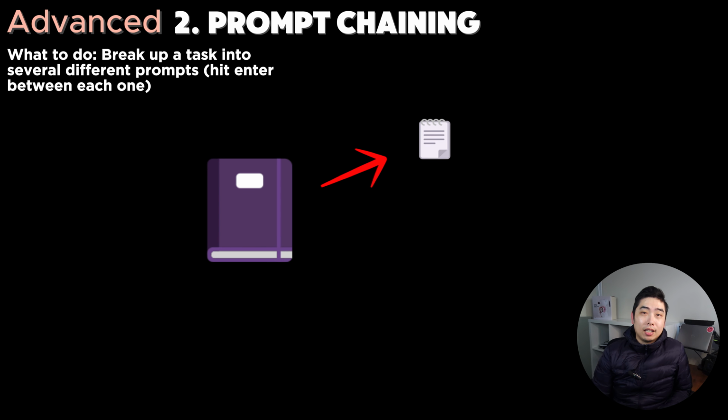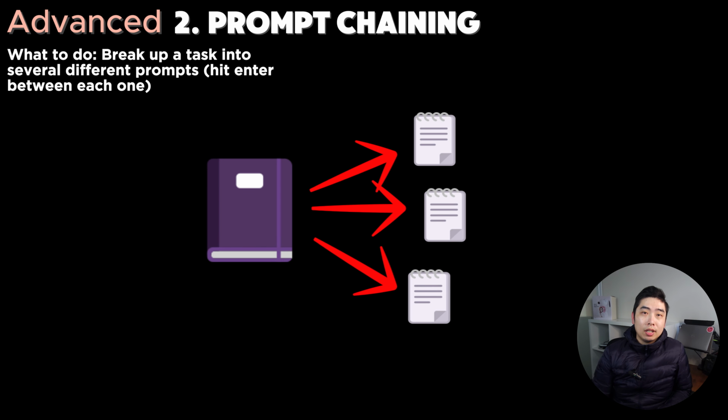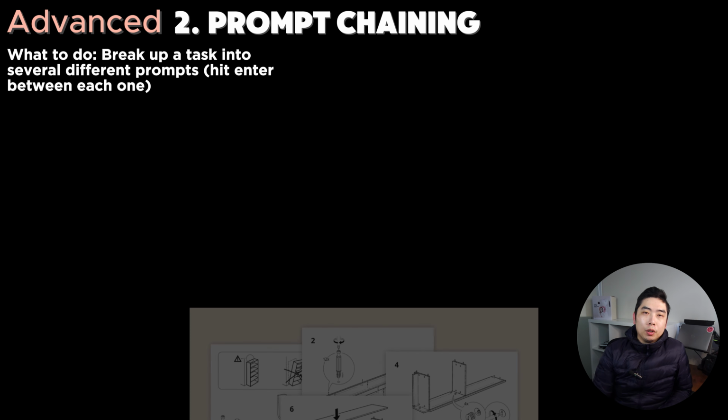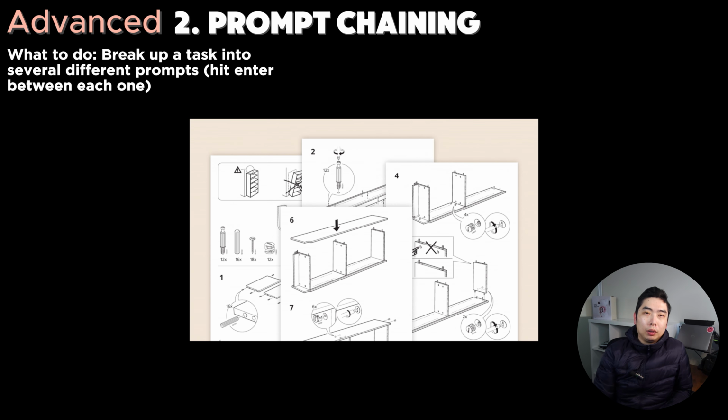Number 2 is prompt chaining. This is breaking a task into several different prompts and asking them one at a time to the AI. It's like when you're building IKEA furniture, you want to complete one step before you move on to the next.